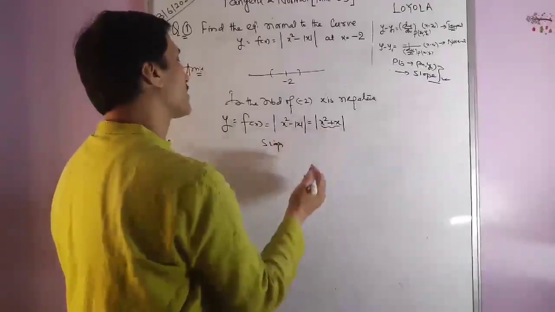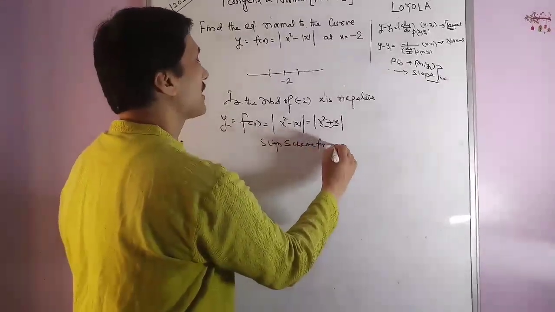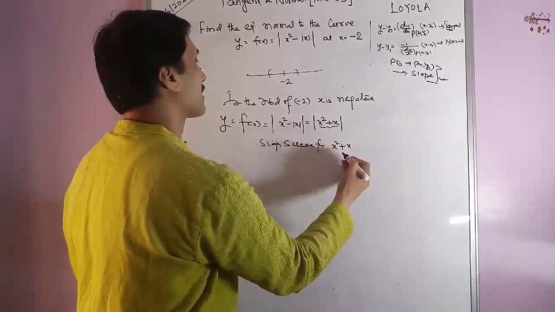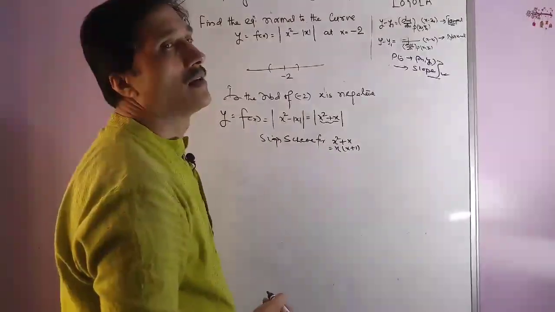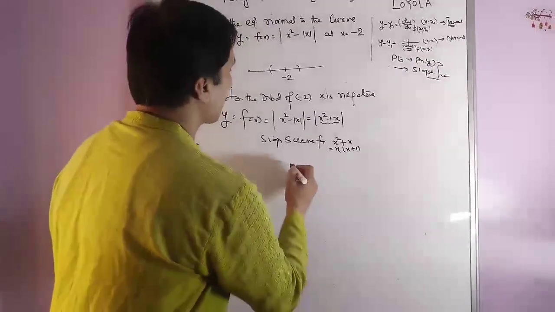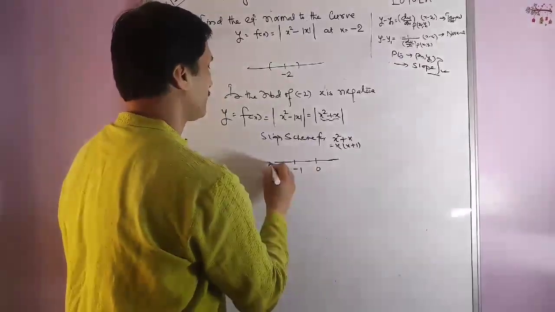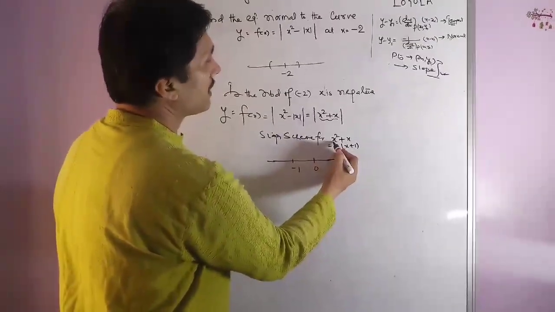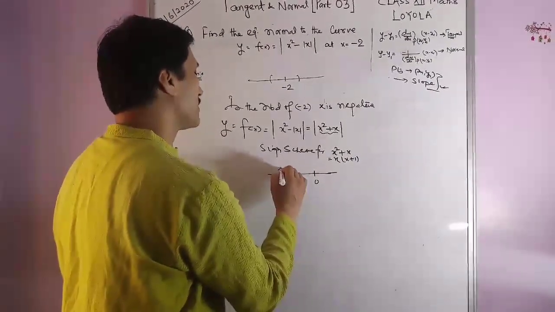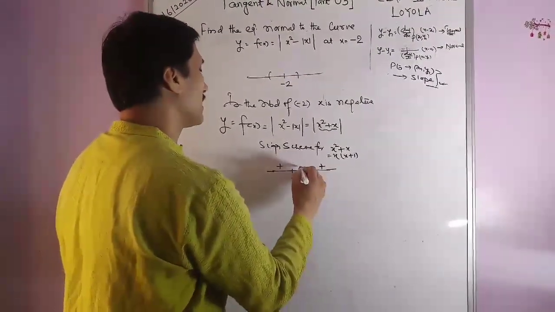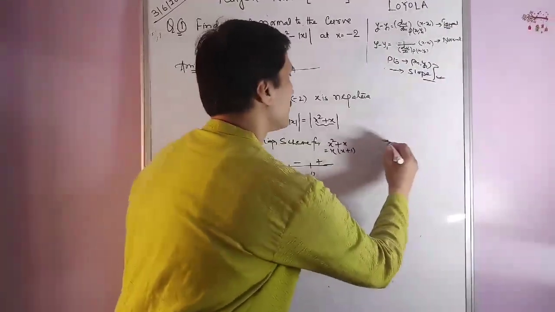This is a quadratic expression. So the sign scheme for x square plus x, that is x into (x plus 1). Roots of the corresponding equation are minus 1 and 0. Coefficient of quadratic term is positive. So sign of expression x square plus x is positive in this region, and in this region negative.